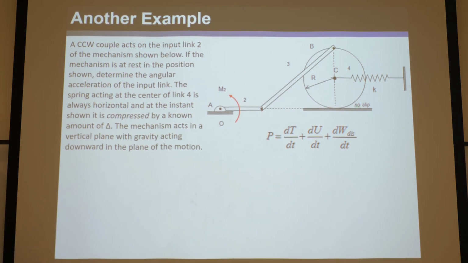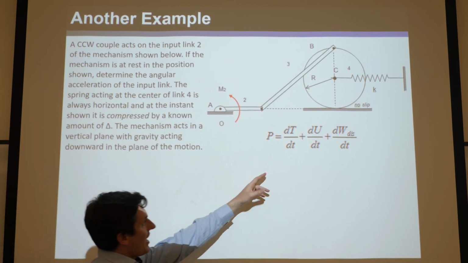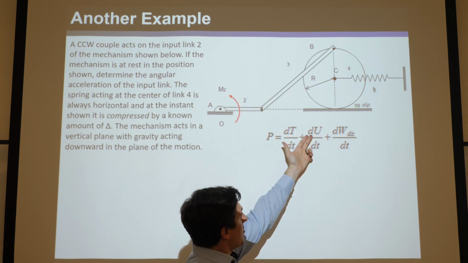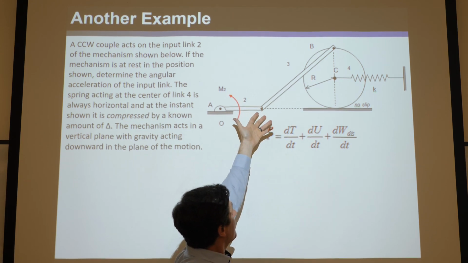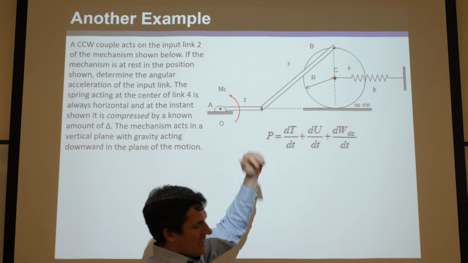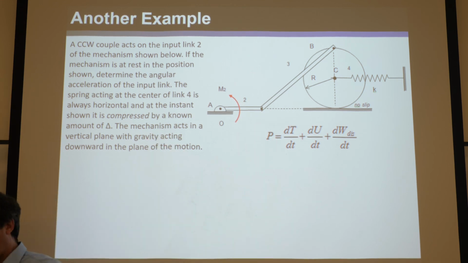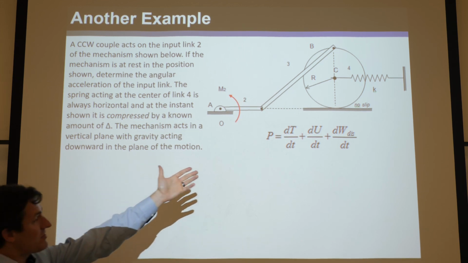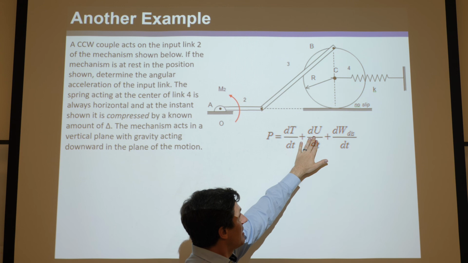So don't just think because it's at rest this drops away, unless it literally maintains a static structure that's never moving. But if it's just one instant that everything happens to have 0 velocity, the change in kinetic energy is not 0. And we know this one doesn't drop away because we said gravity's acting down, and things are changing either down or up in gravity depending on how the mechanism moves. So that doesn't go to 0. And also, by the way, there's a spring that's storing energy, so that's definitely going to be in there.